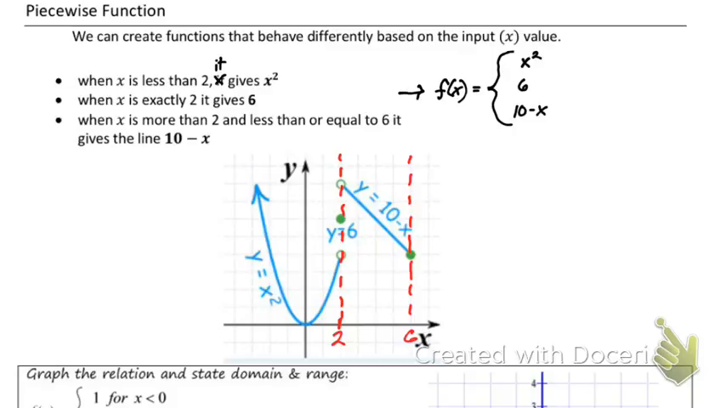Now the next part is just telling me where those occur. All right, where does x squared occur? Well, x squared occurs when x is less than 2. So we're just going to put x squared for x is less than 2. f of x is just going to equal 6 for when x actually equals 2. And f of x is going to equal 10 minus x for when x is somewhere between 2 and 6, but it's strictly greater than 2, and it's less than or equal to 6.